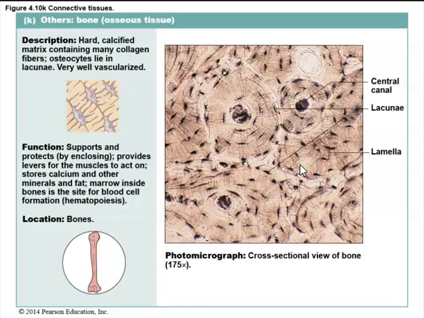Function of osseous tissue or bone tissue: it supports and protects by enclosing the organs within the abdomen and thorax, provides levers for the muscles to act on, and stores calcium and other minerals and fat. We have bone marrow inside the bones. That is the site for blood cell formation, also known as hematopoiesis. So hematopoiesis is a very important term. You should know this term. It means blood cell formation. Of course, we see osseous tissue or bone tissue in bones.